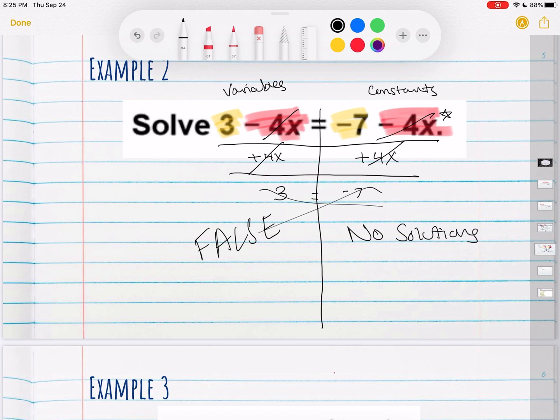So if this happens when you're working, your answer is no solutions. That means I could never find an x that would make this equation true. And if you tried a bunch of different values for x, you would see that none of them work. Any value for x you could ever possibly imagine or pick would never make this equation true.